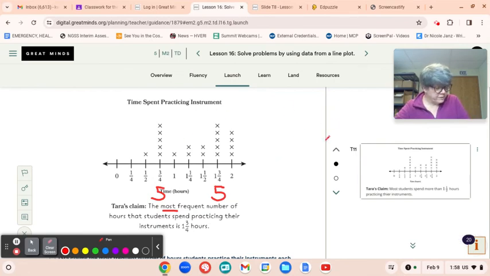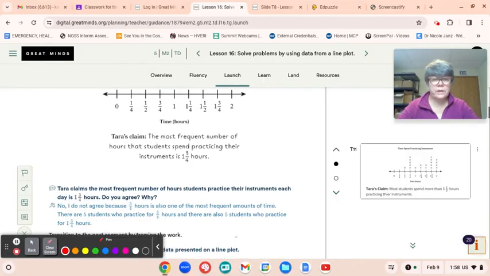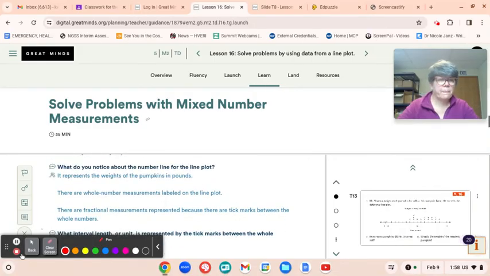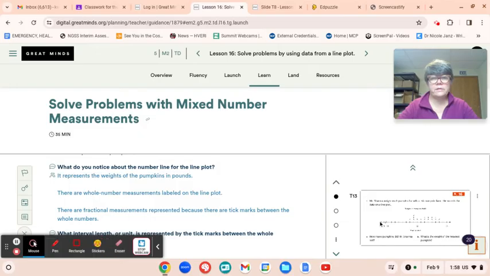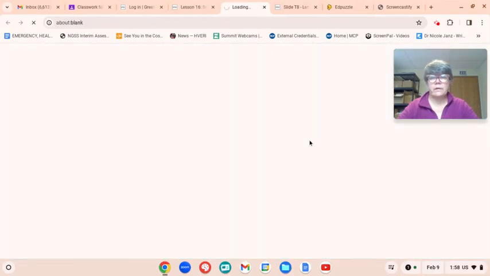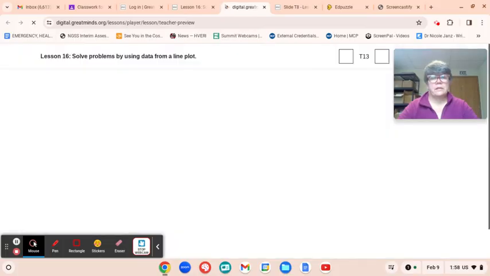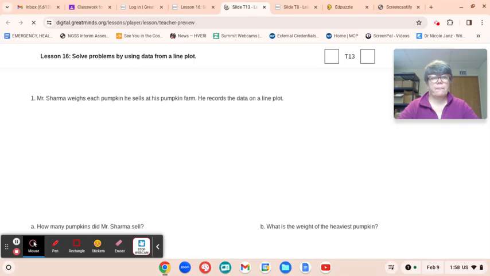So today we're going to be solving problems by using data represented in a line plot. All right. Very good. Let's go to page 1 in your Learn book, and let's look at the first problem that we have there. Let's see if I can pull it up for us. All right, there we go. Mr. Sharma and his pumpkin. Let's see if it's going to pop up here for us. There we go. All right.